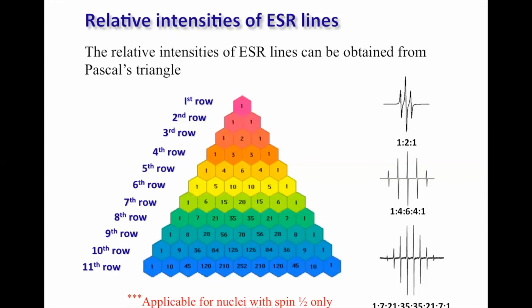However, this rule is applicable only when the nuclei possess a spin value of half. For other nuclei, separate rules are to be followed. So this particular rule is applicable for those nuclei having spin of half only.